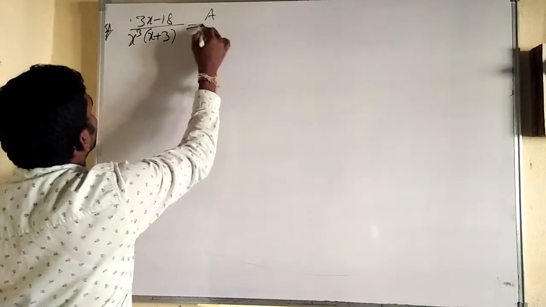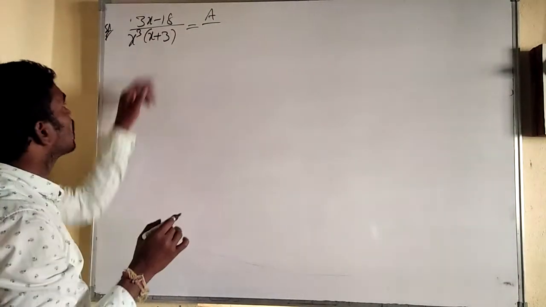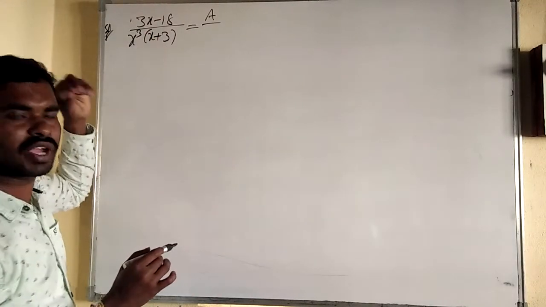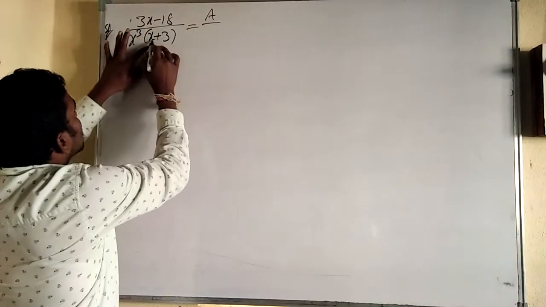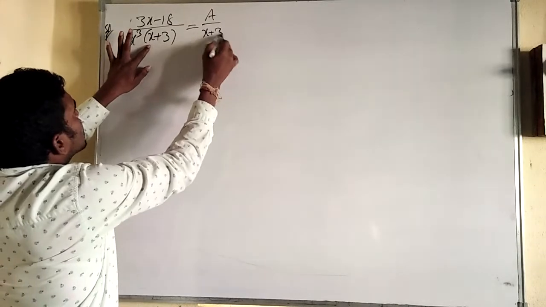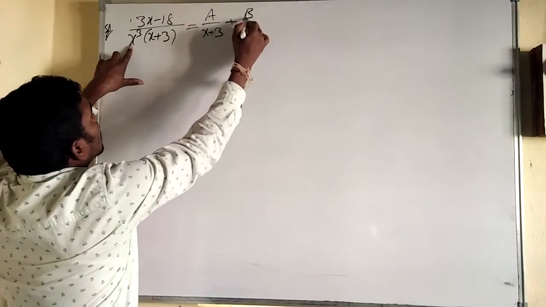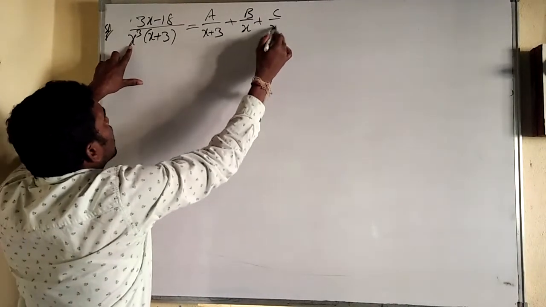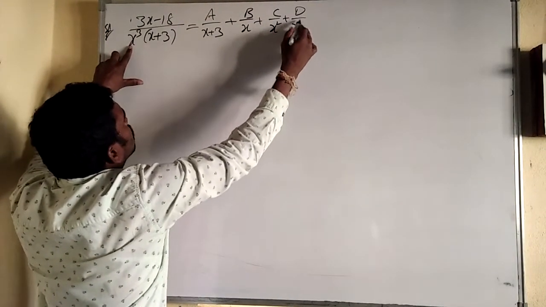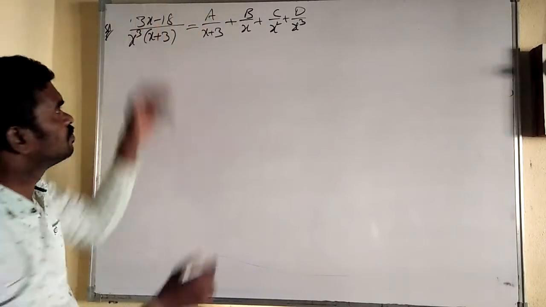Okay. So numerator power 1, denominator power 3 plus 1, 4. Okay, it is confirmed. So here linear part is x plus 3. So a by (x plus 3) write up. A by (x plus 3) plus here x cube is there. So we can write b by x plus c by x square plus d by x cube. If x power 4 is there, write one more term.